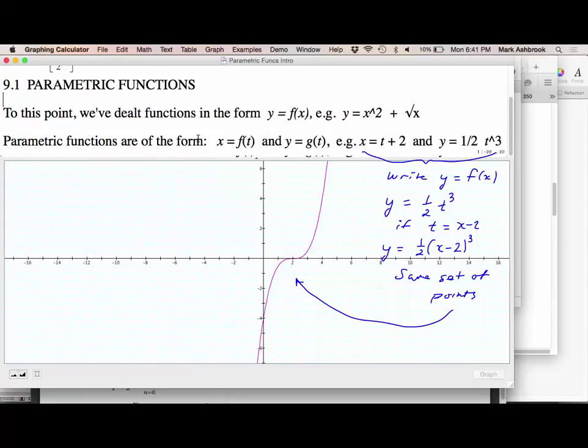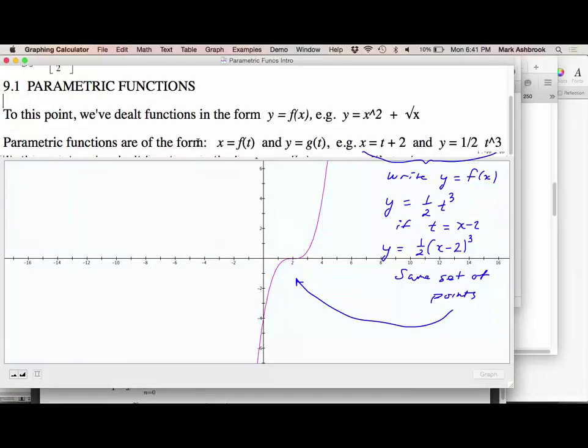Okay, so there it is. So that's the basics, right? Given different values of t, it generates ordered pairs x and y. For increasing t, you get a direction to those points being plotted out.